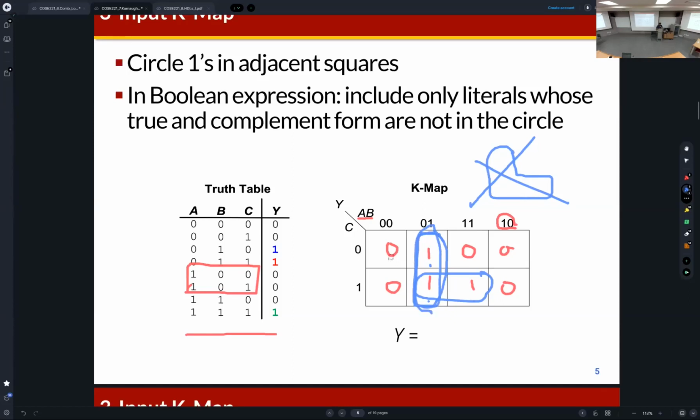If we just focus on this group, we can see that this group includes all possible values of C. So this group represents A bar and B, because A is 0 and B is 1. Which means the min term of this group is A bar B.